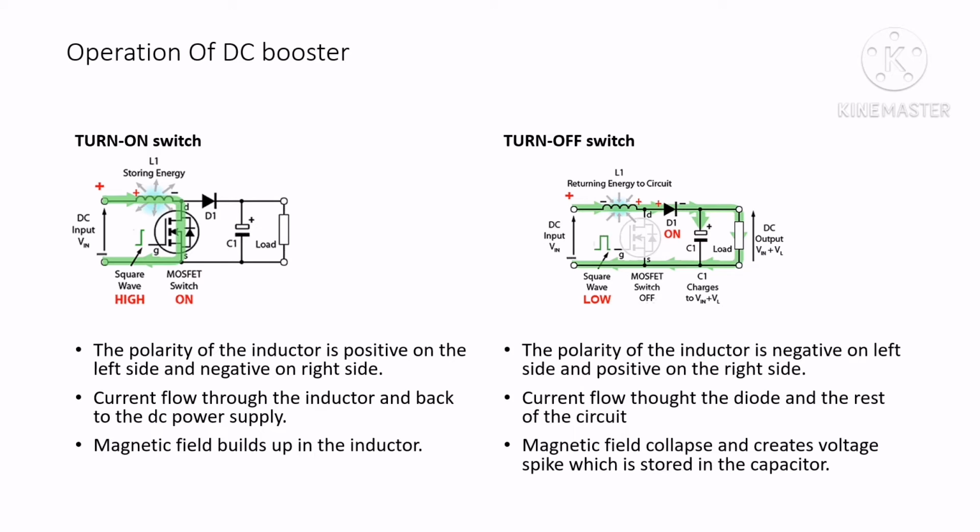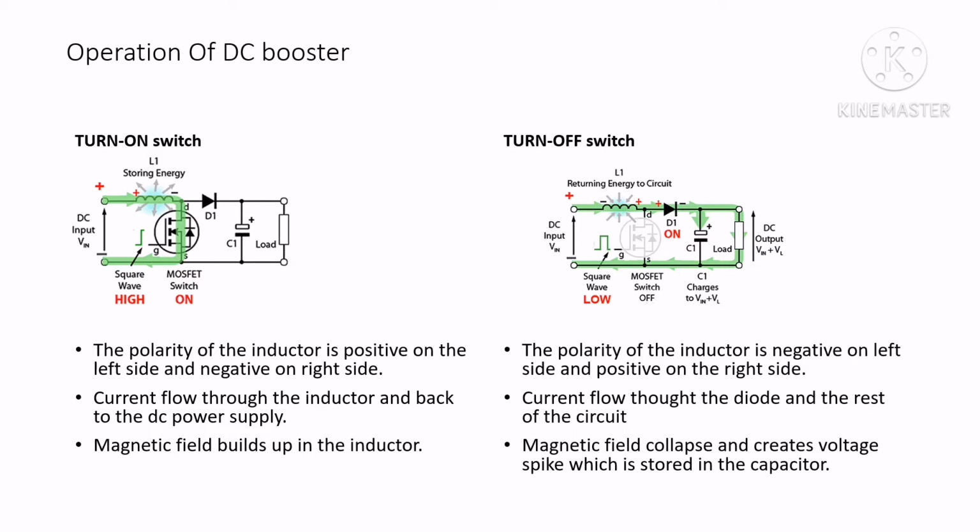So we're going to discuss the operation of the DC booster. When the switch is turned on, current can flow from the DC power supply through the inductor over here, and then through the switch and back to the DC supply. As the switch is turned on, it flows through the inductor, right? And then this inductor will store energy and create a magnetic field.